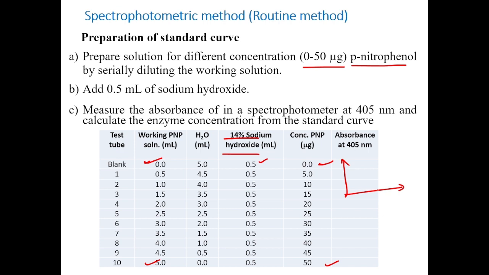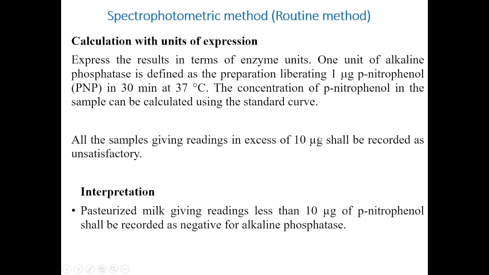So the curve will be like this, and for our sample, whatever absorbance reading comes, accordingly we will be able to know how much microgram of paranitrophenol is there, and we will convert it into enzyme units. For the calculation, we express the result in terms of enzyme units, and 1 unit of alkaline phosphatase is defined as the preparation liberating 1 microgram paranitrophenol in 30 minutes at 37 degrees Celsius.